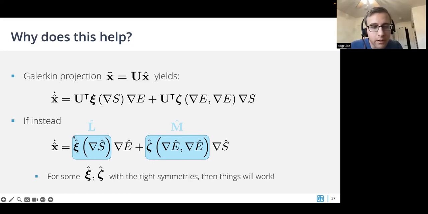Well, that guarantees that if I try to hit L hat with grad S hat, then I'm going to get 0 by a symmetry argument. Same thing, I'm guaranteed, if I try to contract M against grad E hat, I'm going to get 0. So this is a way to bake everything in. Now, of course, we've introduced additional complexity here, which comes from the fact that we're now using 3rd and 4th order tensor fields. So I'm going to have to tell you how to deal with that.